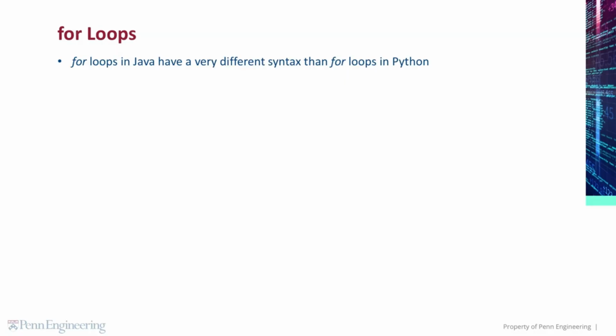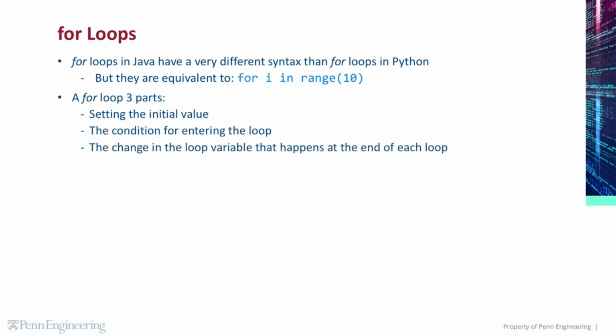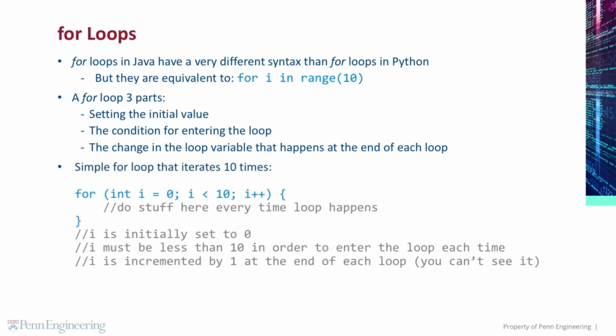For loops in Java have a very different syntax than for loops in Python, but they are equivalent to iterating over a range. A for loop has 3 parts: setting the initial value, the condition for entering the loop, and the change in the loop variable that happens at the end of each loop. Here's a simple for loop that iterates 10 times. i is initially set to 0, i must be less than 10 in order to enter the loop each time, and i is incremented by 1 at the end of each loop, but you can't actually see it.